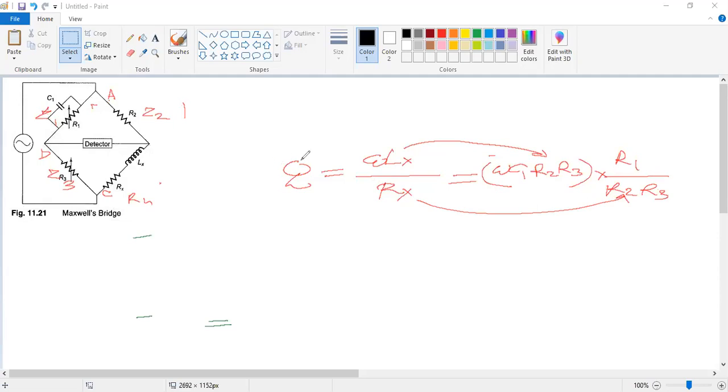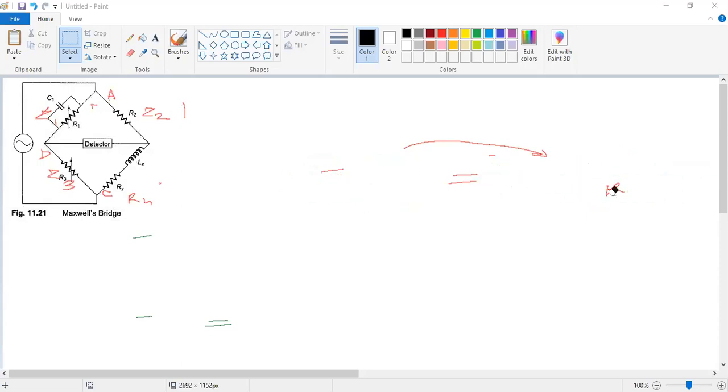So once you get the value of this capacitance, R2, R3, R1, then you can also find the storage factor or the quality factor of this inductance. This is also achieved. Now we have to find out the phasor diagram. There are some basic rules to draw any phasor diagram, so first of all we have to know this. Then we can go for the phasor diagram.